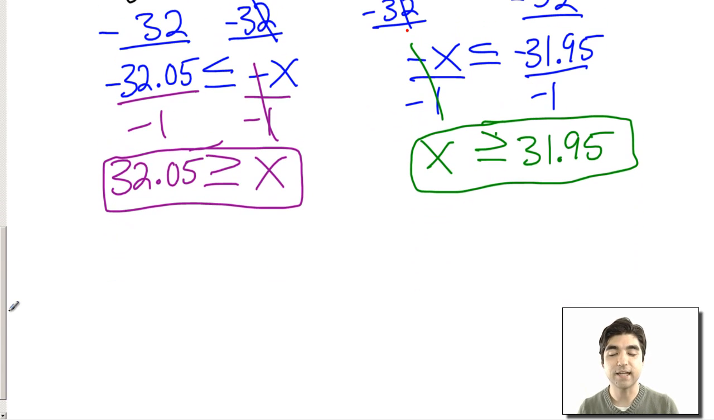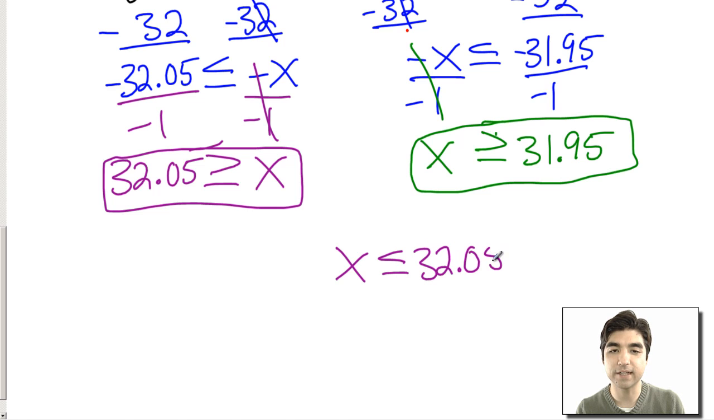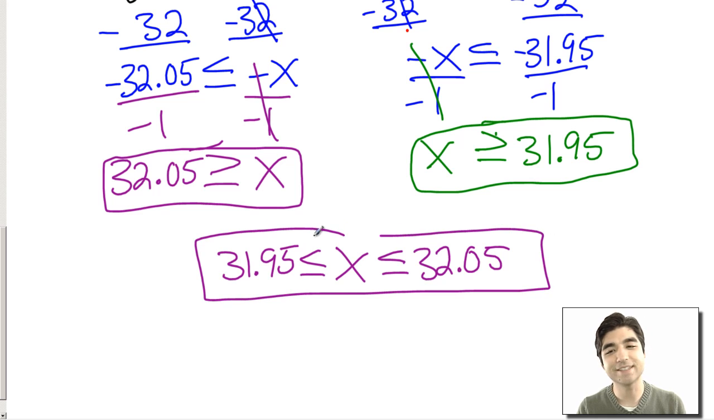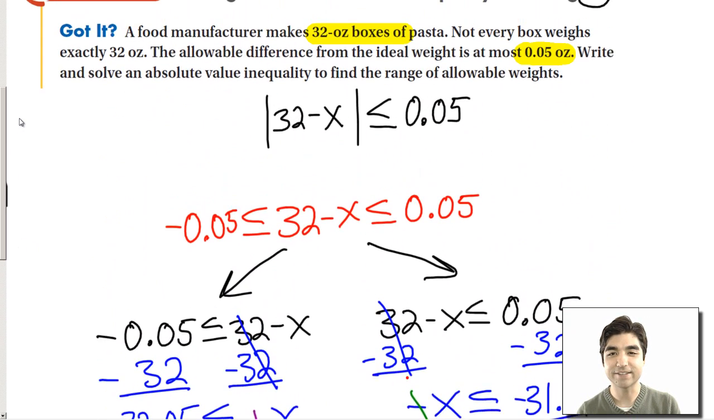So the allowable weight variations for these boxes of pasta are going to be x is less than 32.05, but greater than 31.95. Ooh, that's such a pretty answer. Love it.